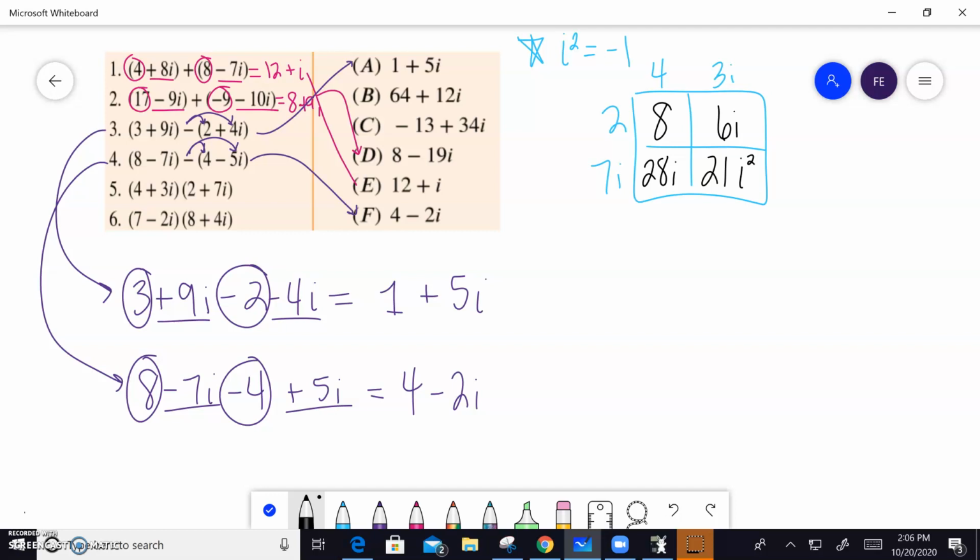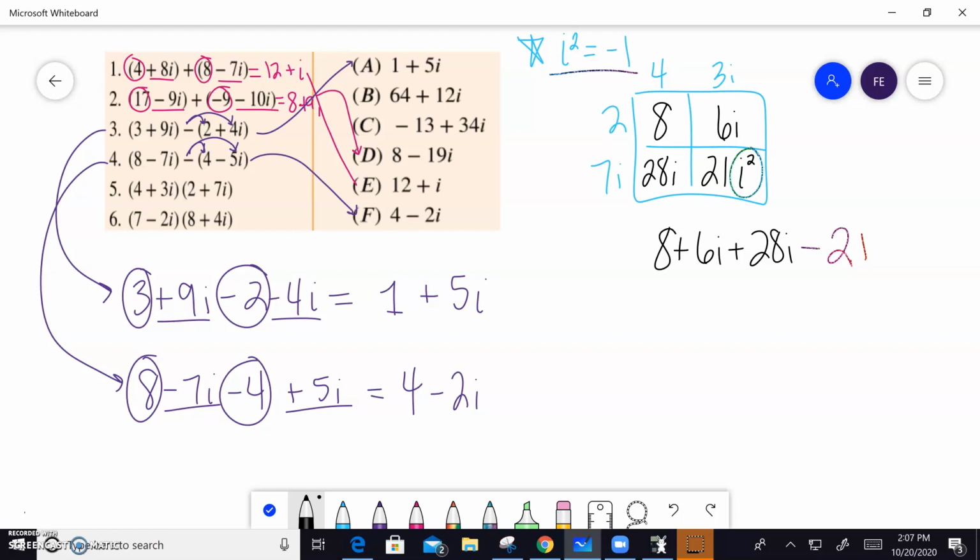Now, the only kicker here is you see an i squared. Like we said, i squared is the same thing as saying negative 1. So right here, I'm not going to bring out a positive 21i squared. It is actually saying the same thing as 21 times negative 1, which is a negative 21. Nothing else changes. I'm going to bring out my 8 plus 6i plus 28i. And now I have some like terms. I can now begin combining.